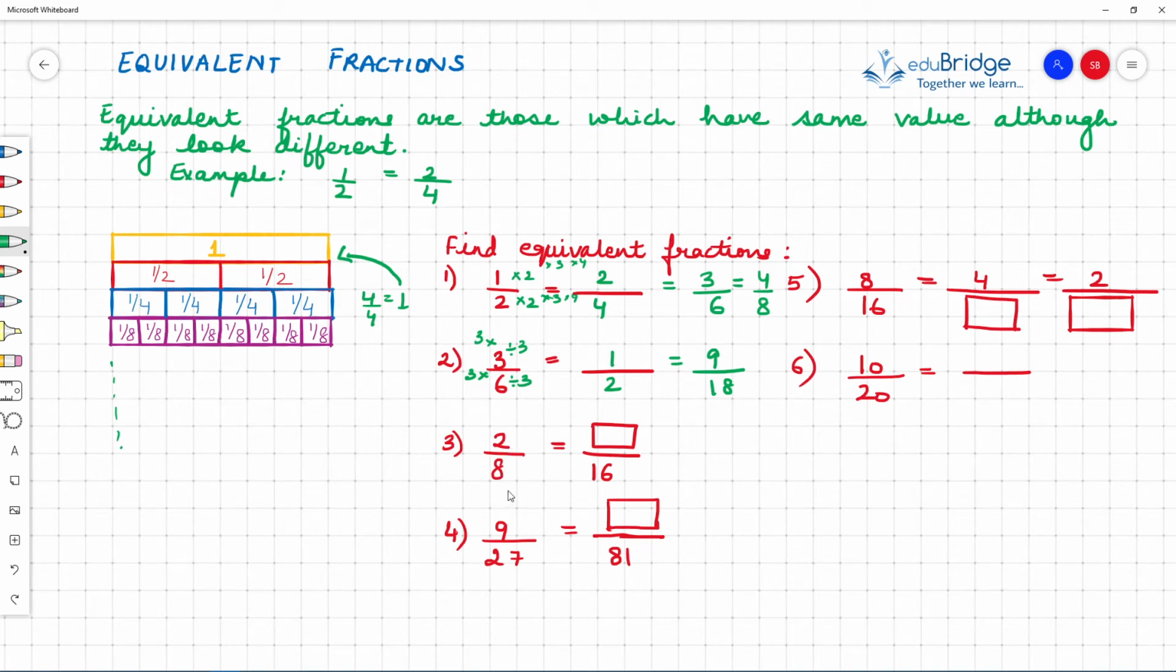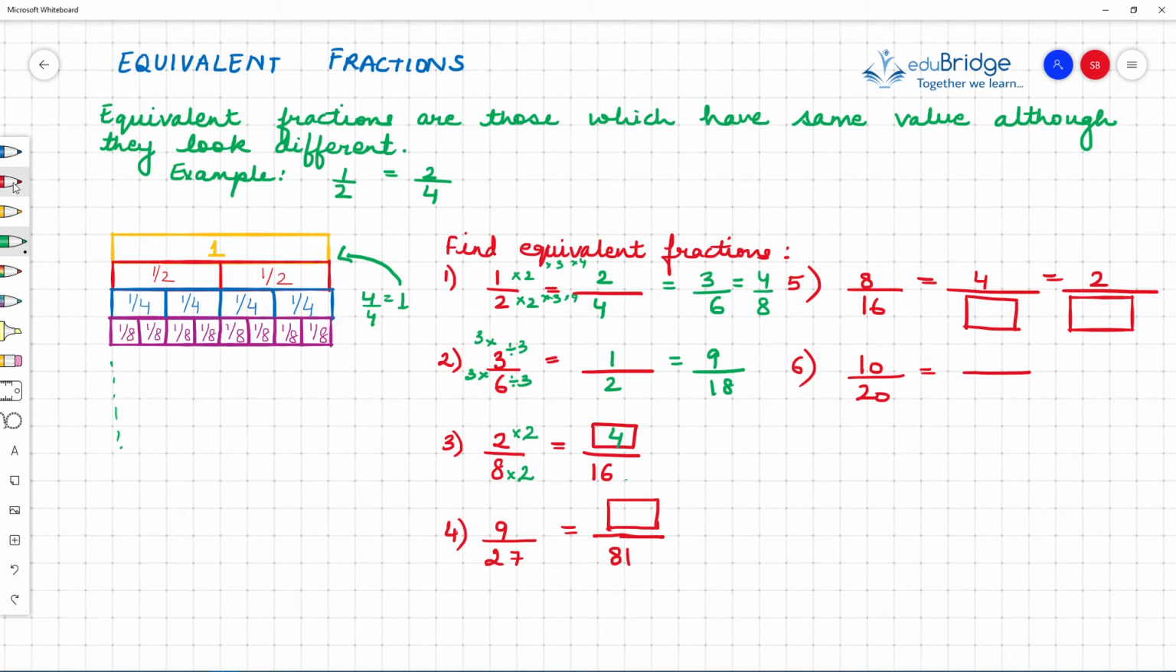Next example, 2 by 8. Now if you look here, the denominator is already given in the next fraction. So we try to establish what relationship we have. We have 8 here in the denominator and 16 here. So can I say that if I do 8 times 2, I will get 16? Yes, that's correct. So if I am multiplying by 2 in the denominator, I also need to multiply by 2 in the numerator to get an equivalent fraction. So 2 times 2 will be 4. So my answer will be 4 by 16.